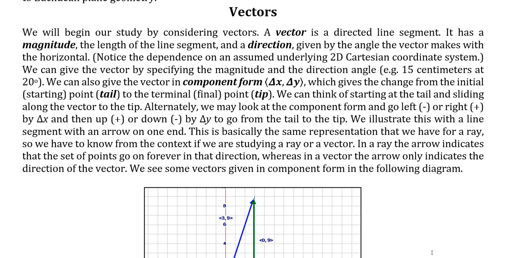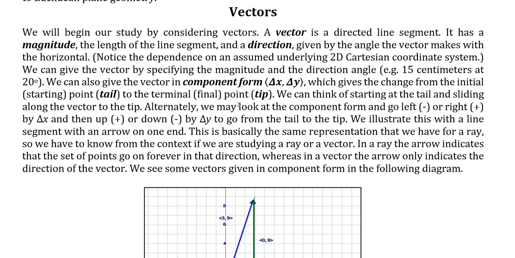Now we can give a vector in two ways. We can specify the magnitude and direction of the angle, say 15 centimeters at 20 degrees. We can also give the vector in component form, which is basically delta x comma delta y, and we use these little pointy brackets, like less than and greater than, to mark off a vector. That gives us its horizontal and vertical change, starting from the initial point, the tail, and then that goes to the terminal or final point, sometimes called the tip. So it goes from tail to tip.